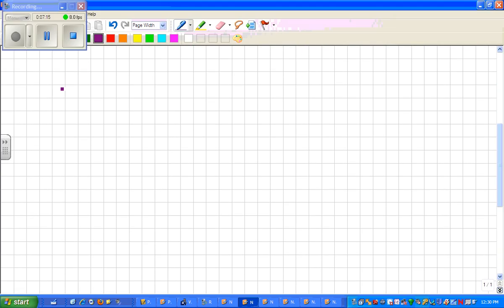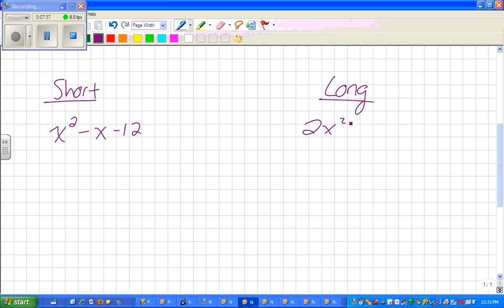Here's our short method. Here's our long method. All right, let me give you the easier one to work first: x squared minus x minus 12. And a long method problem would be 2x squared, hold on, let me just write this out, plus 3x in the middle, minus 5.